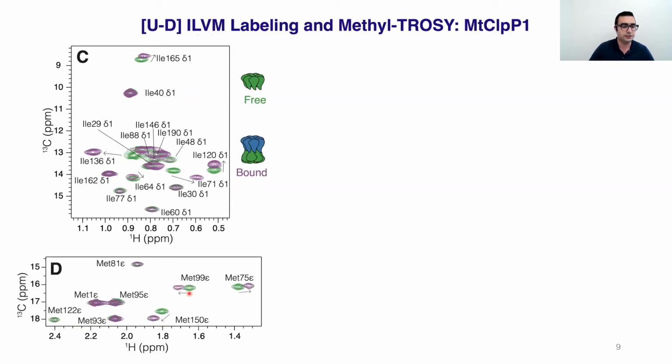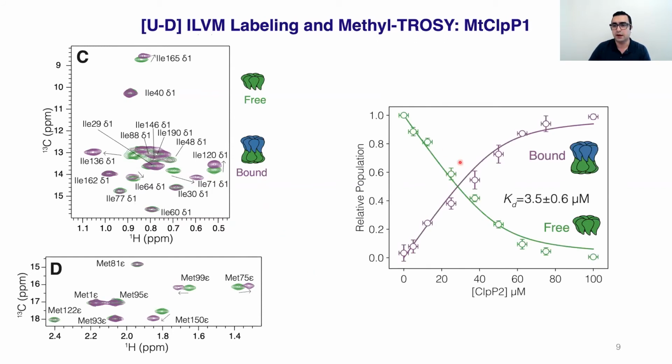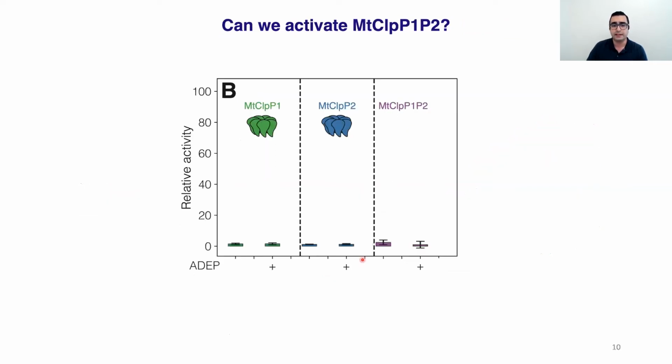This is the methionine region. We also see these characteristic shifts. And we can do this as a form of a titration. In that scenario, we get two sets of peaks. Some of them belong to the holo state, the bound state. Some of them belong to the free state that goes down in intensity. And we can fit them to a simple model, and we get a KD of 3.5 micromolar. So now we can easily form the complex. We know how to form it. We know how much to add. We can then mix the two.